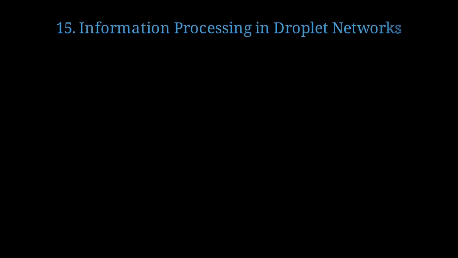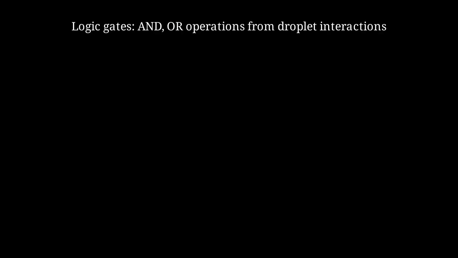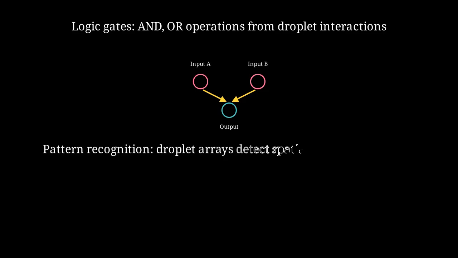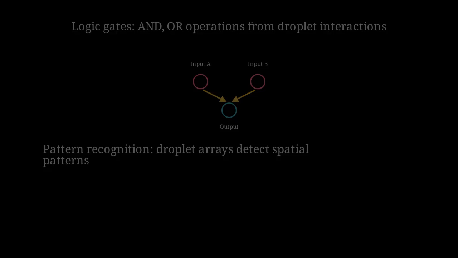Droplet networks can perform primitive forms of information processing and computation. By arranging droplets in specific geometries, researchers have created AND and OR logic gates, where droplet states represent binary information. Two input droplets converge on an output droplet, where the combined chemical signals determine whether the output oscillates. Droplet arrays can recognize spatial patterns by their collective response, similar to how neural networks process images.